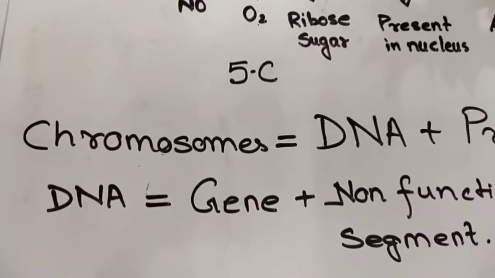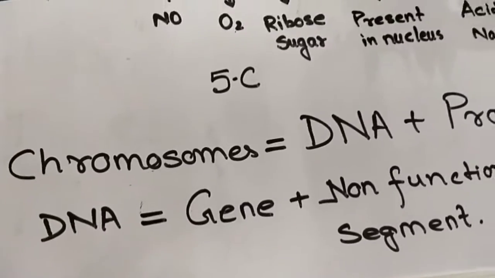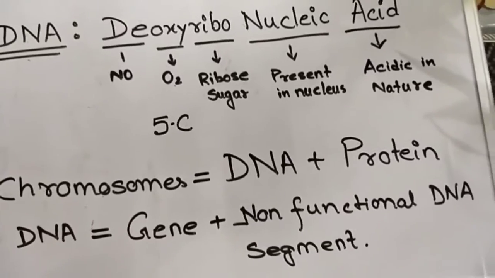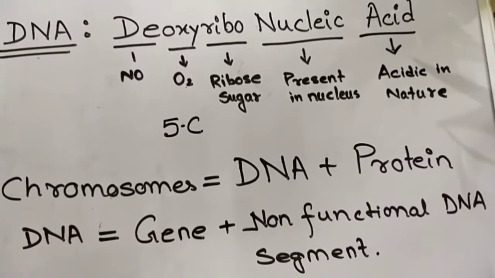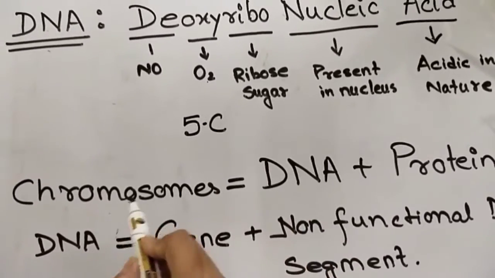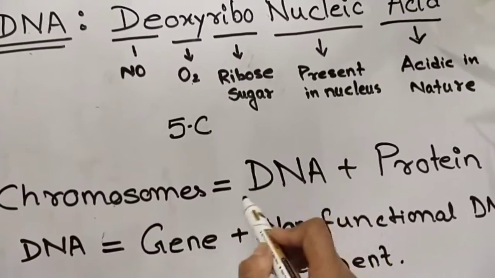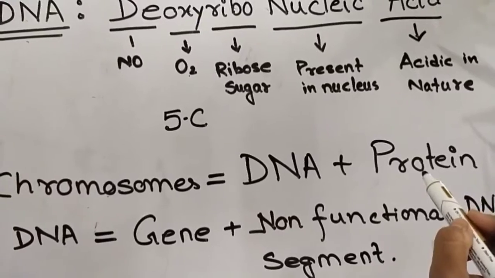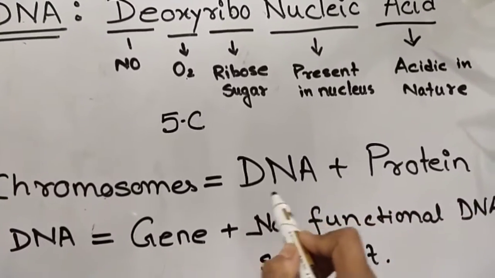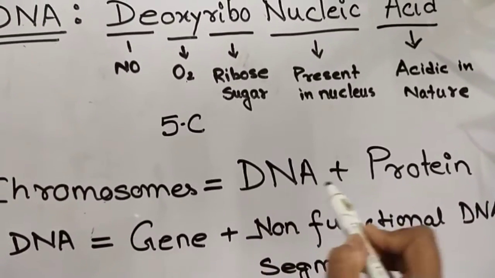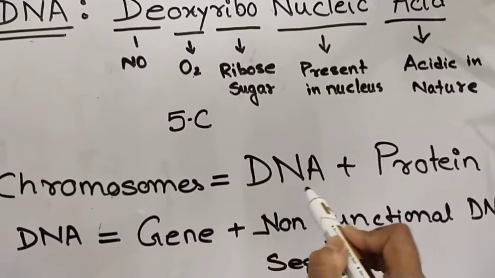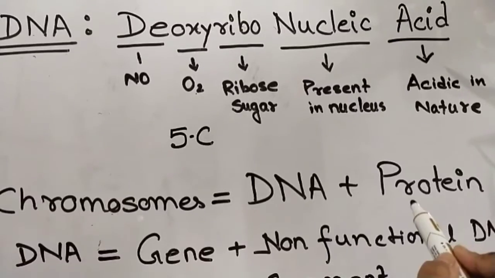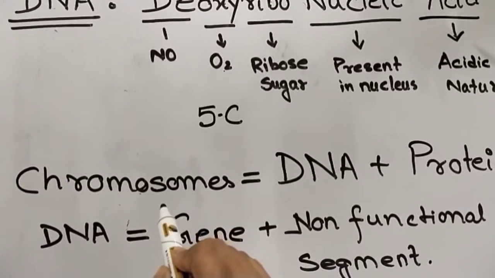Now let us discuss chromosomes. What are chromosomes basically made up of? The chromosomes are made up of DNA and protein. That means whenever we talk about chromosomes, it is not only about DNA, but there are also some proteins that help in keeping the DNA in a particular shape, or are used for packaging of the DNA. So together the DNA plus the protein will form the chromosome.